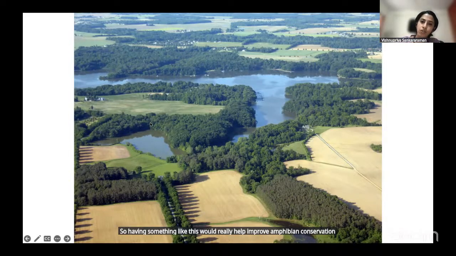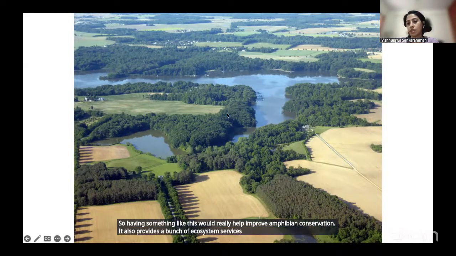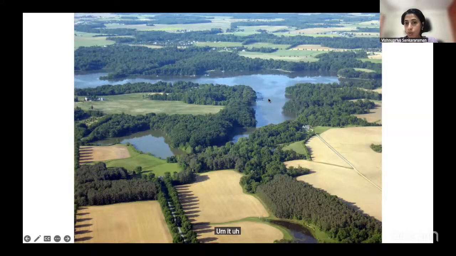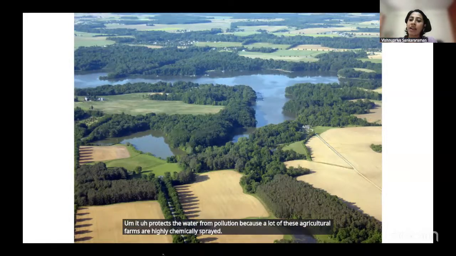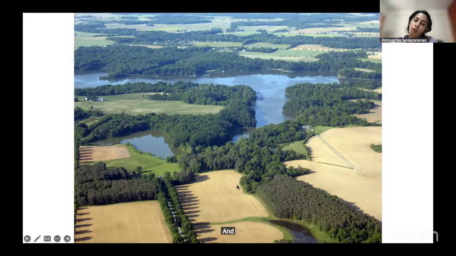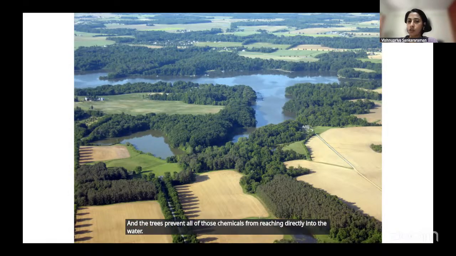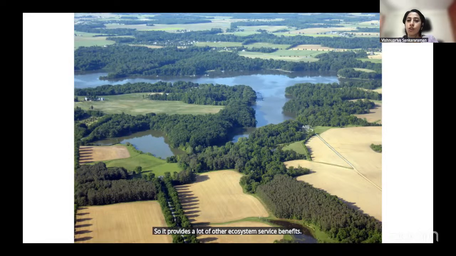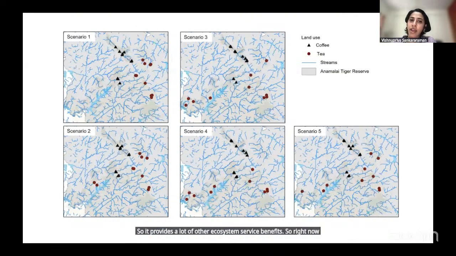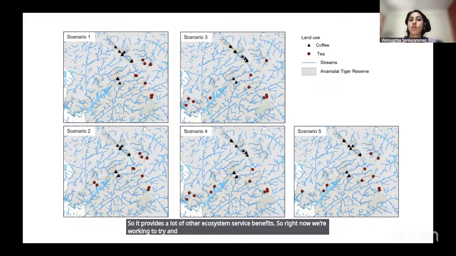It also provides a bunch of ecosystem services. These studies have found that it controls flooding and soil erosion, and it protects the water from pollution, because a lot of these agricultural farms are highly chemically sprayed, and the trees prevent all of those chemicals from leaching directly into the water. So it provides a lot of other ecosystem service benefits. Right now we're working to see, can we recreate this? Where can we recreate this to make more sense?